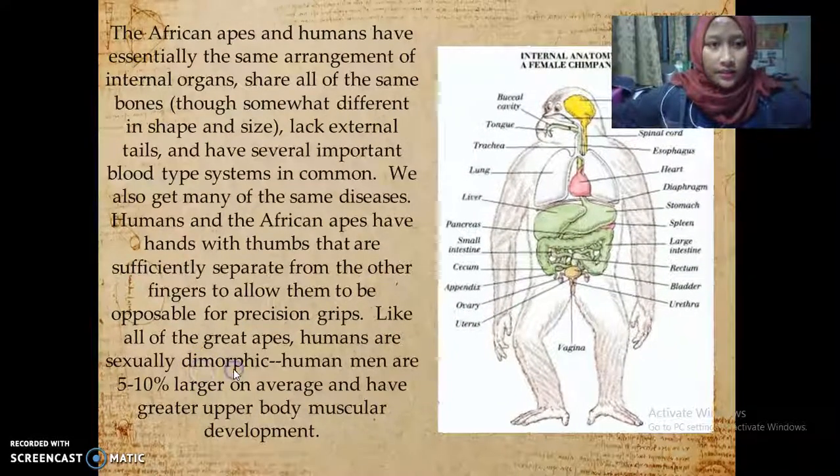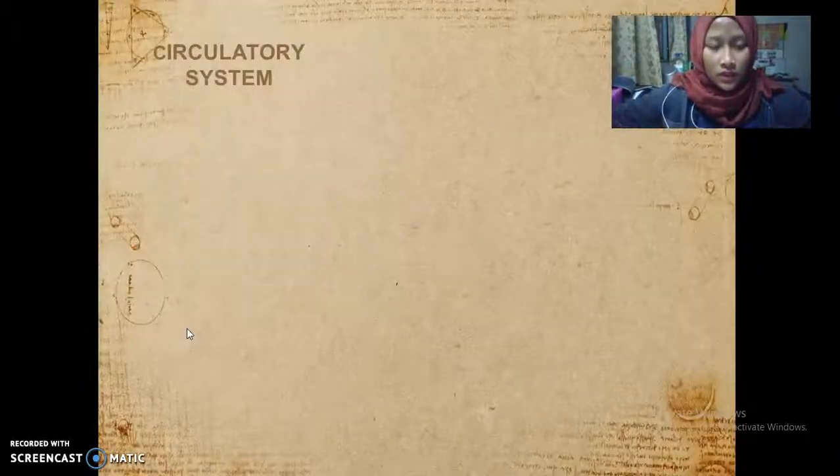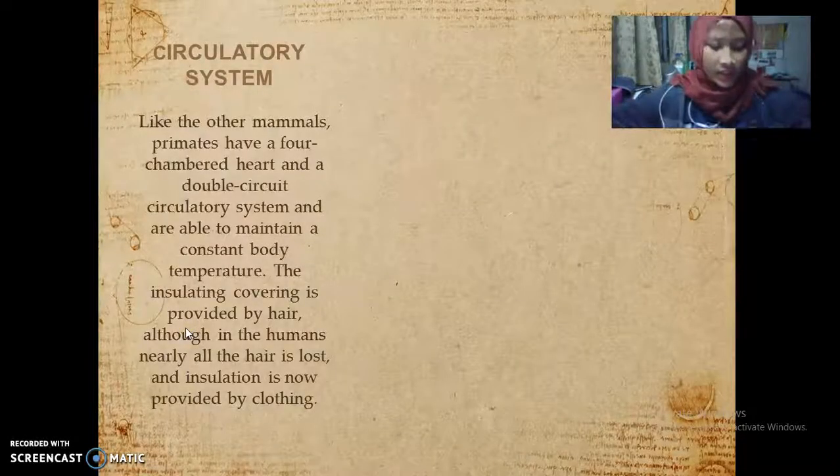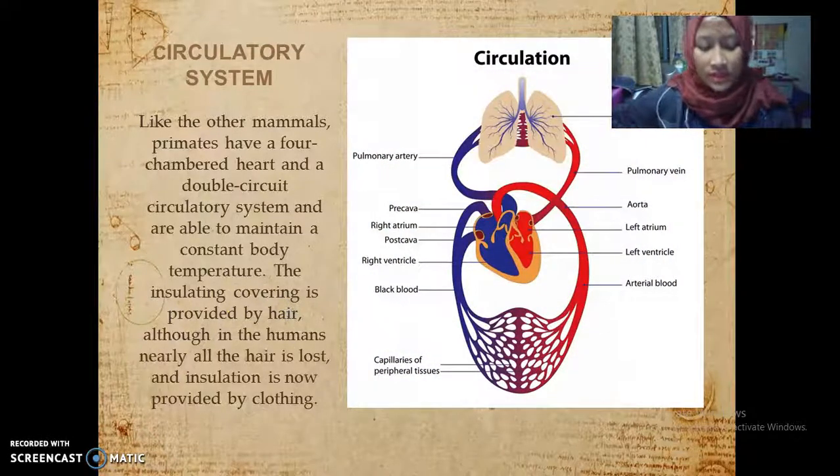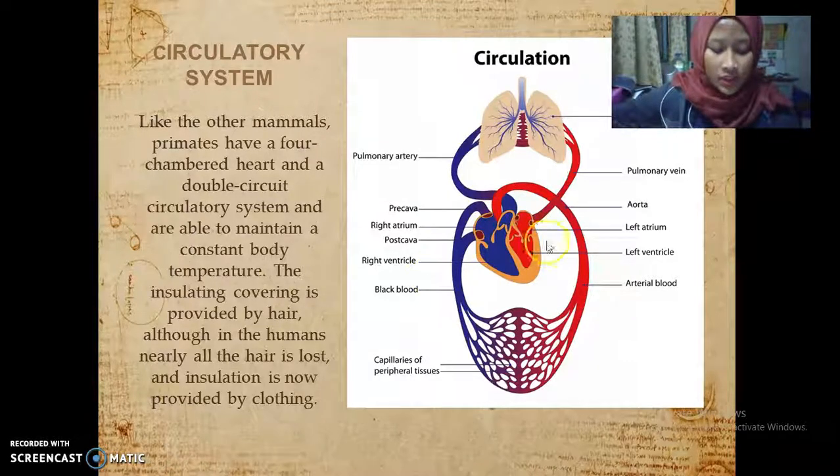So next, we go to the circulatory system. Generally we know that the circulatory system moves blood, nutrients, oxygen, carbon dioxide and hormones around the body. It consists of the heart, blood vessels, arteries and also veins.